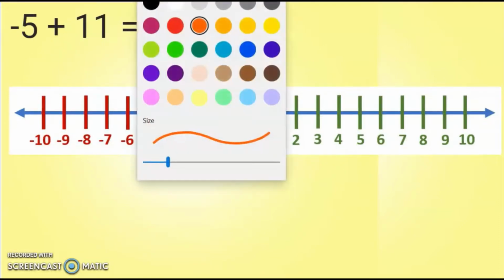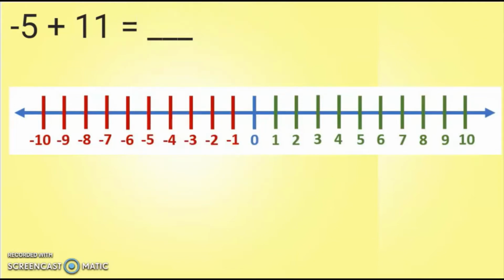Next, we have negative 5 plus 11. So we start with negative 5 and then we will add a positive 11. So that's 11 steps to the right. 1, 2, 3, 4, 5, 6, 7, 8, 9, 10, 11. So we land at the number 6. So maybe at this point you can think of how do we add a negative and a positive number.